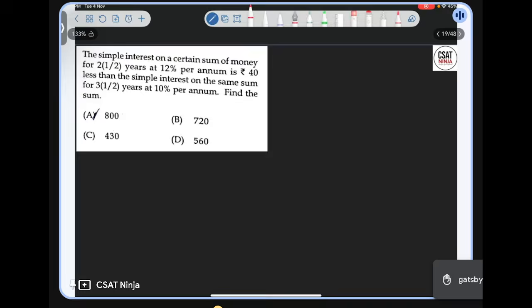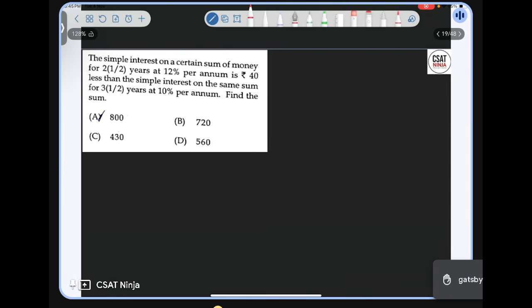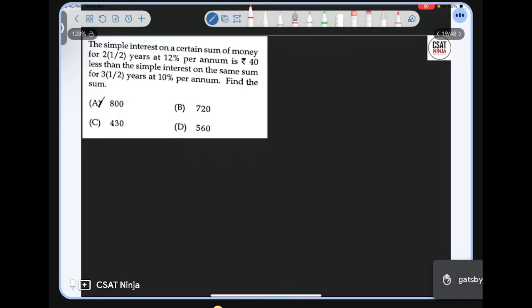The next question here is a simple interest type of question. So simple interest question. I'll give you the concept and I'll let you solve the rest since we are running out of time. We are still at question number 19. Okay. Simple interest on a certain sum of money.